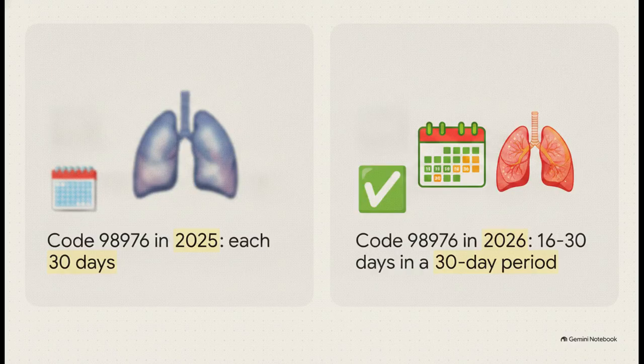But what about your standard full-month monitoring? Honestly, guys, this is where the biggest compliance trap is hiding. Let's examine code 98976 for respiratory system monitoring. Back in 2025, the code descriptor vaguely stated each 30 days, while the revised 2026 descriptor now explicitly states 16 to 30 days in a 30-day period. So the crucial point here is that a minimum 16-day requirement is now hard-coded right into the descriptor. If you only have, say, 15 days of data transmission, you absolutely cannot use this code. You must drop down to those new short-duration codes we just looked at.